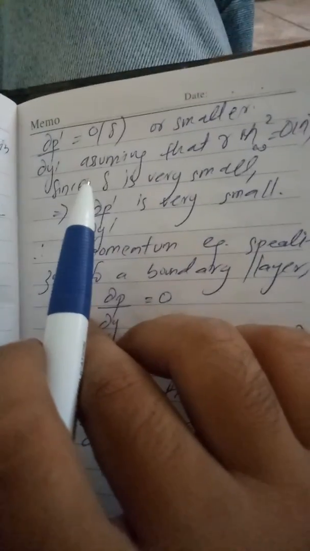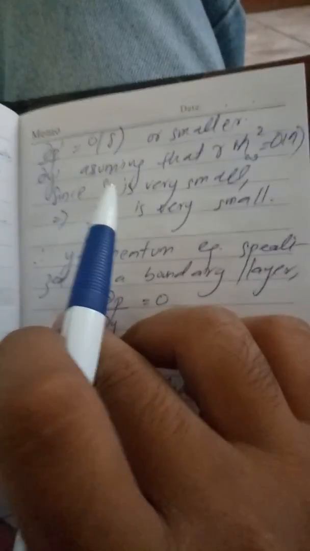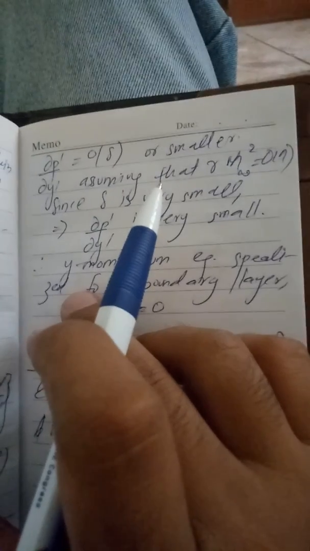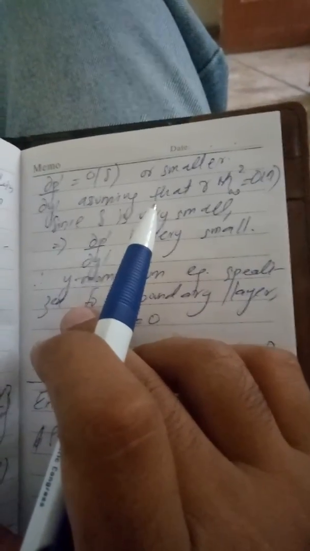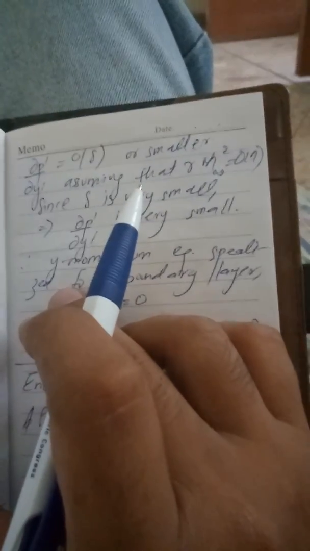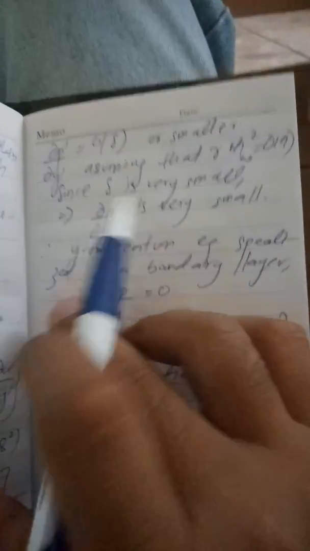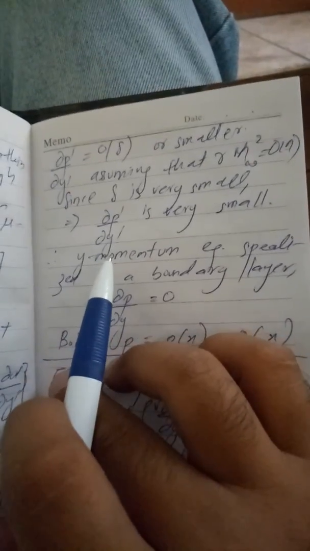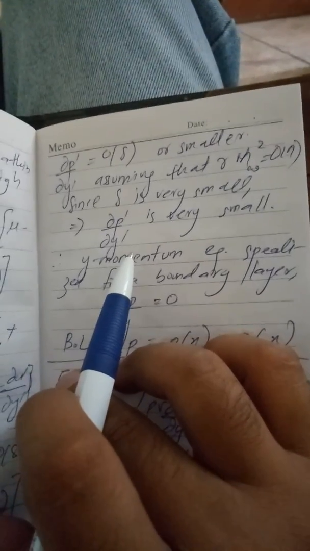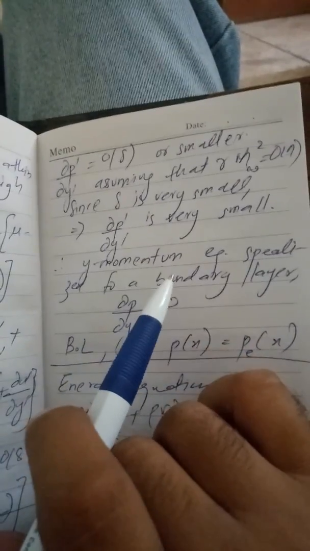Over here, d rho v, p prime over rho v dash is equal to this or smaller, assuming that r m lambda square is equal to order of 1. Since lambda is very small, you can say rho p prime is equal to rho p v y prime is very small. Y momentum equation.